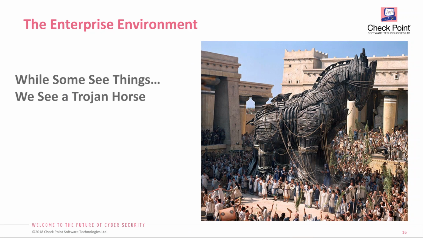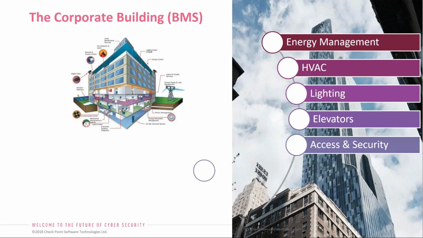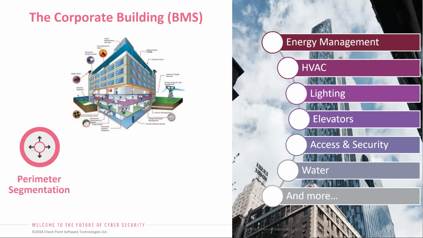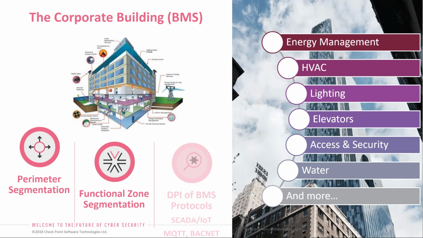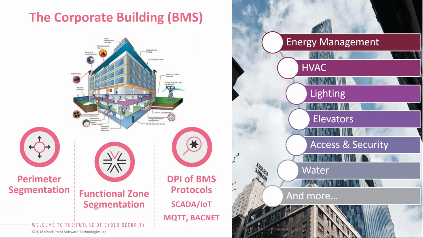While people see some things and IoT things, we see a Trojan horse. Now, the corporate building has all kinds of smart building management systems that eventually have network access. And if you don't do it right, without proper segmentation, these devices can exhibit lateral movement. And this is something that really needs to be protected against. And honestly, this is where ForeScout really shines. And we'll get to that in a bit.